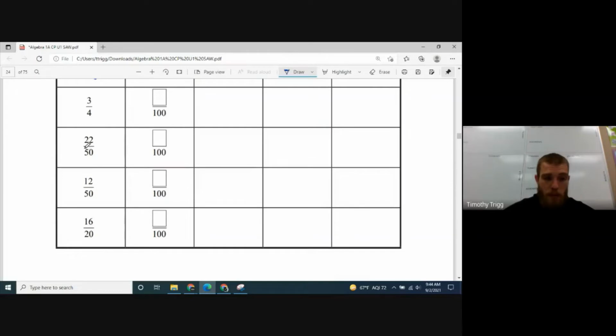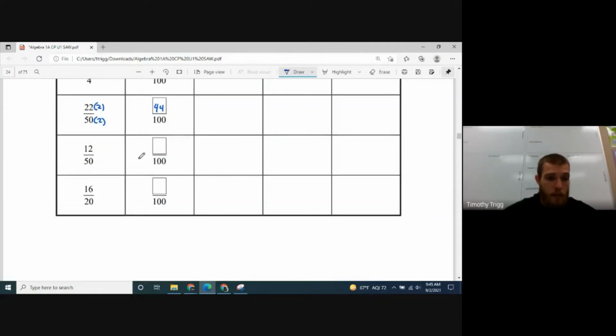What about this one? If I want to go from 50 to 100, I would have to multiply by 2. 50 times 2 is 100. So here I'd multiply the numerator also by 2. So that would give you 44 out of 100. See if you could write it as a decimal, then as a percent, and then tell me if it's greater than or less than 1/2.